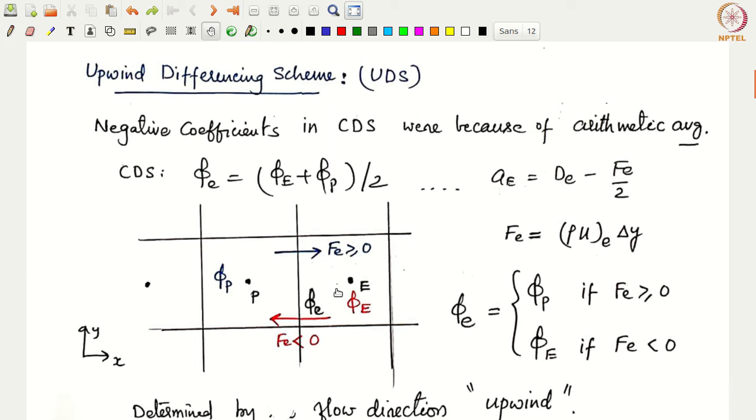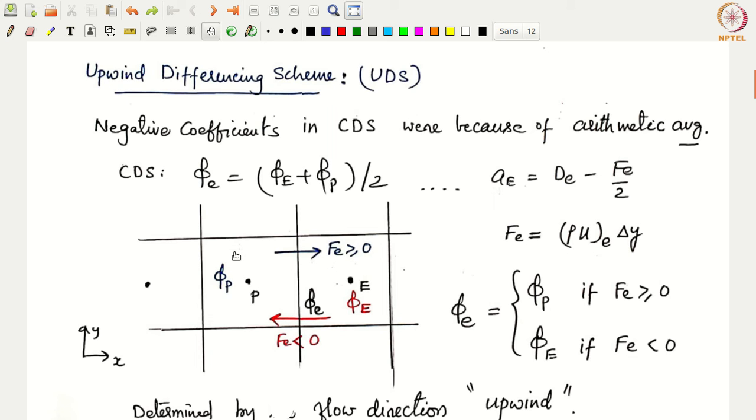Now what the upwind difference scheme proposes is that we do not take the face value as the linear average as we have done here, rather take the face value as the corresponding cell value of the upstream direction. For example, if Fe is greater than or equal to 0, then consider phi east equal to phi capital P. This is the upwind direction. For example, as the flow is going this way, this would be the downwind direction, this would be the upwind, right?